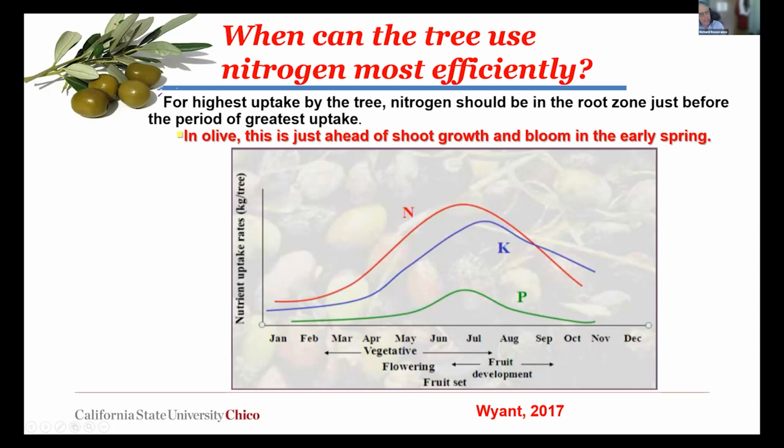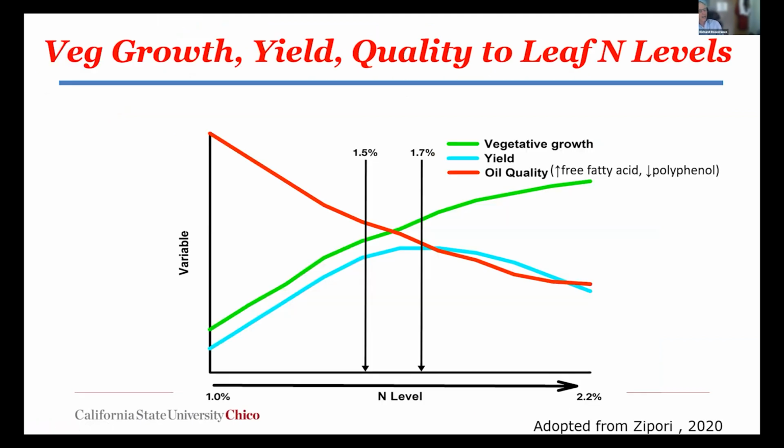Now, you can get too much of a good thing, and so I do want to spend some time looking at that. Here we have some data from Israel, where we look at vegetative growth, yield, and quality at different leaf nitrogen levels. So here we have a variable, and this variable could be vegetative growth, yield, oil quality. And this is increasing, this is decreasing. And here we have leaf N level from 1% to 2.2%.